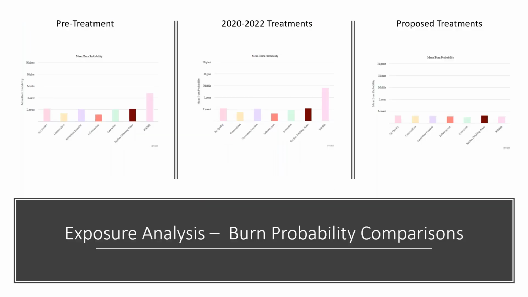So now that I've shown you the 3 reports separately, let's look at these figures side by side for comparison. These figures are the burn probability for the EA output. You can see here that in the first 2 figures, the pre-treatment and the 2020 through 2022 treatments, there are very slight changes or reduction in hazard. But if you compare the proposed treatments to these, you can see that the burn probability is reduced in almost all of the HVRA classes.